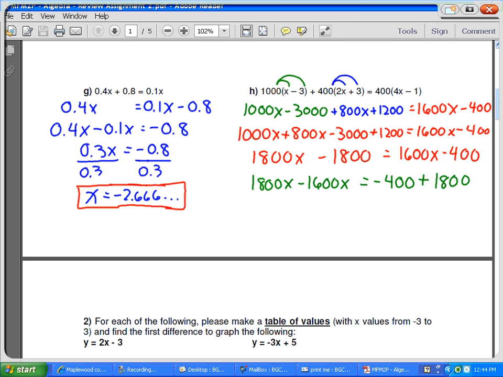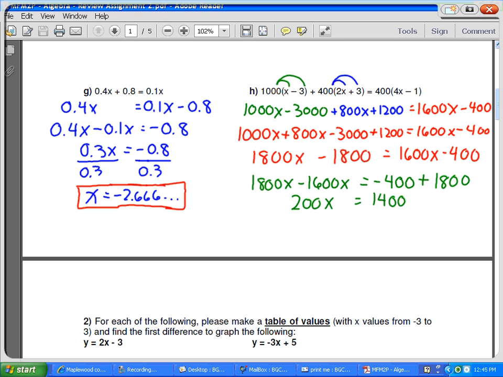You remember the positive 1600x on the right becomes a negative 1600x on the left. They're just flipping sides. And then, yes, I'm being mean on purpose, Quinn, with these huge numbers. Quinn, you're going to be my adder today. What's 1800 minus 1600? 200. 1800 minus 400 is? 1400. All right.